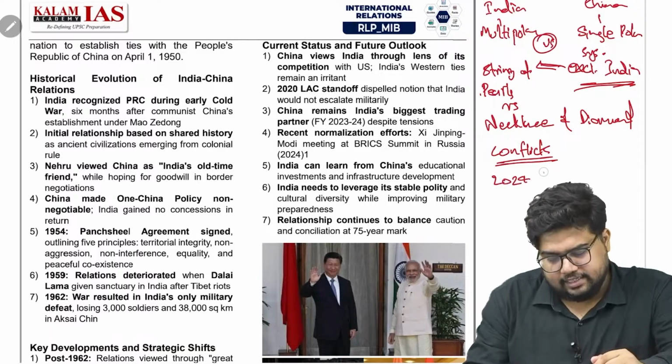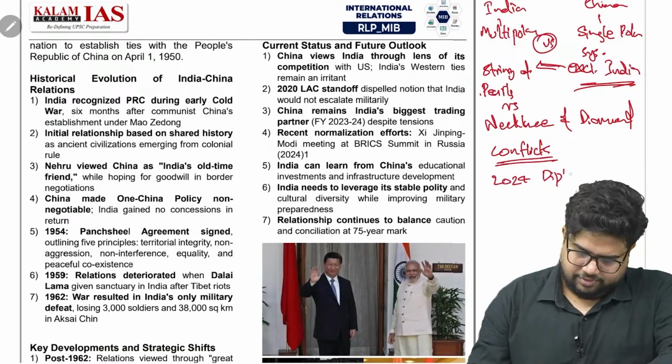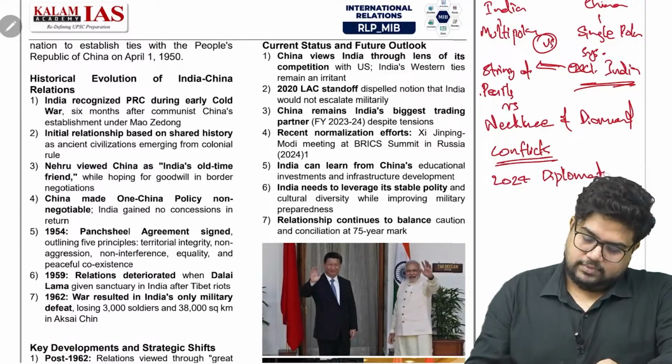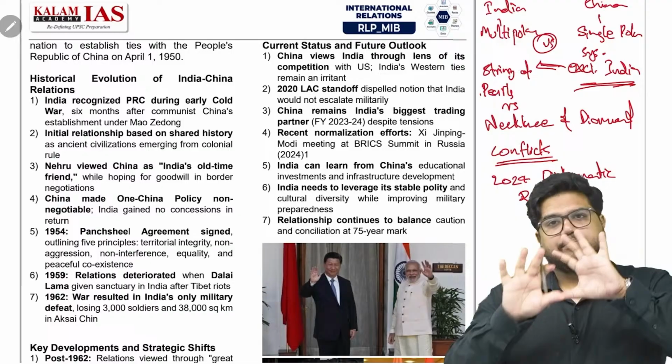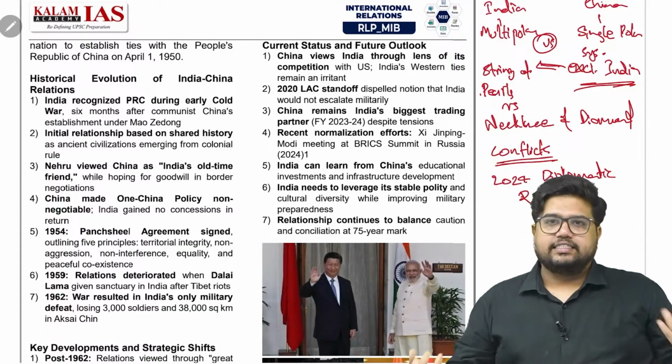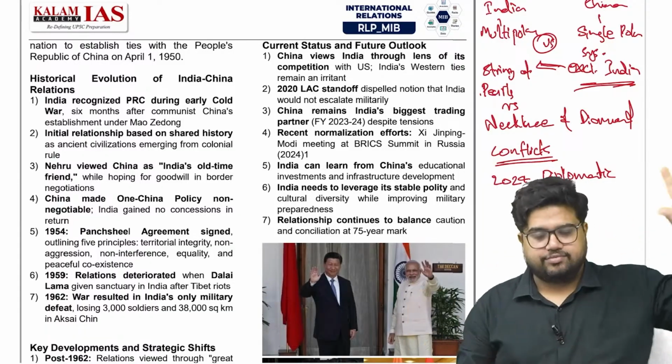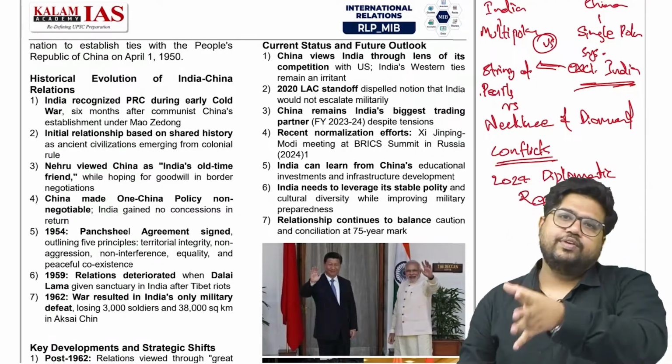The 2024 diplomatic reset that we already discussed. So these are the broad premises of India-China relations. These are the issues, and firstly I have discussed how we have reached this point.